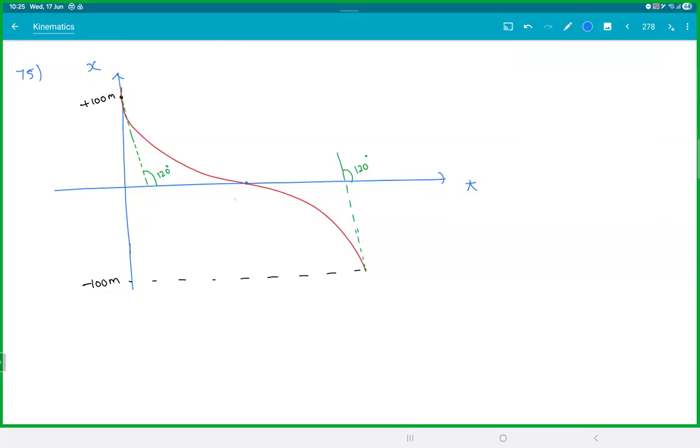This is 10 seconds. This is t equal to 20 seconds. This point is A and this point is B. So a particle is going from A to B in this weird curve. Find average velocity and average acceleration when you go from A to B.